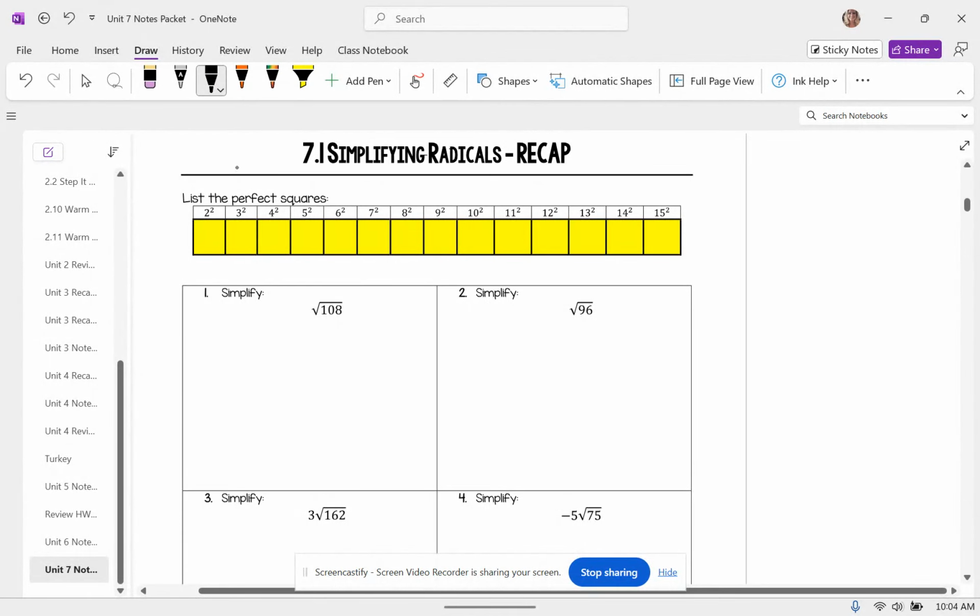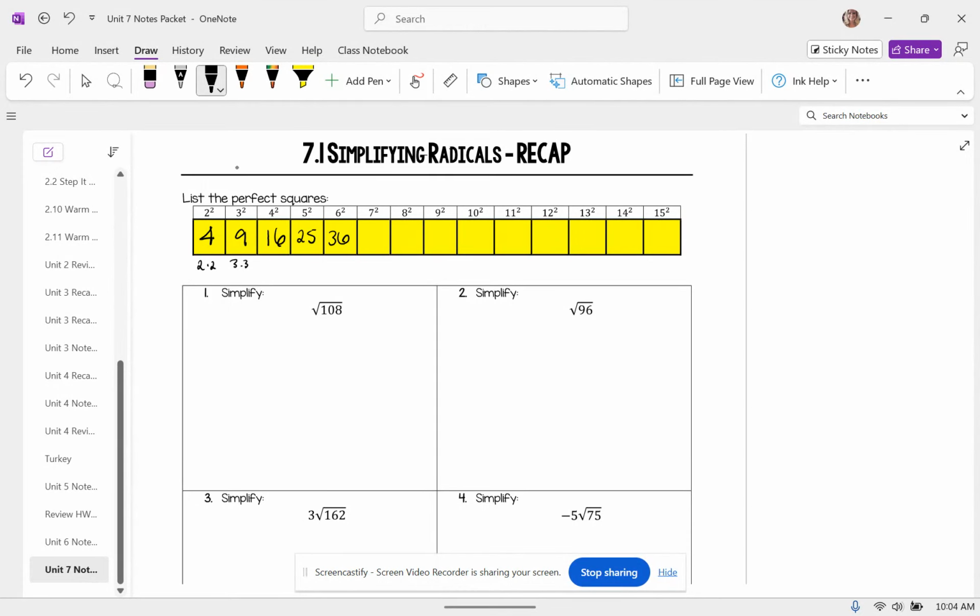So in this case, 2 squared would be 2 times 2, so 4 is a perfect square. 3 times 3, 9 is a perfect square. 4 times 4, 16. 5 times 5, 25. 6 times 6, 36. 7 times 7, 49. 8 times 8, 64. 9 times 9, 81 is a perfect square.